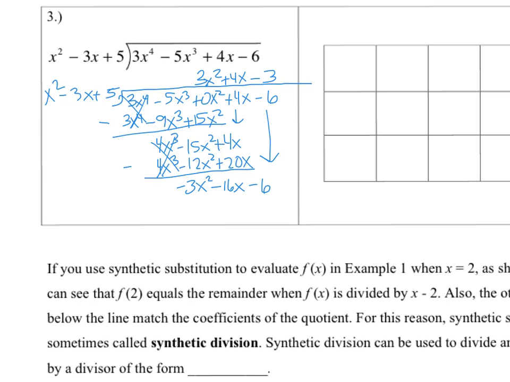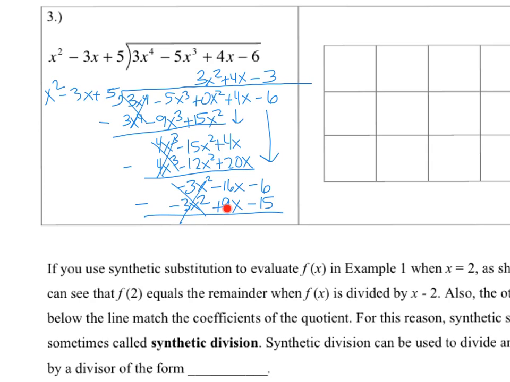So negative 3 times x squared is negative 3x squared. Negative 3 times negative 3x is positive 9x. Negative 3 times 5 gives us negative 15. And we subtract. So negative 3 take away negative 3 is really negative 3 plus 3, which is 0, so they're eliminated.